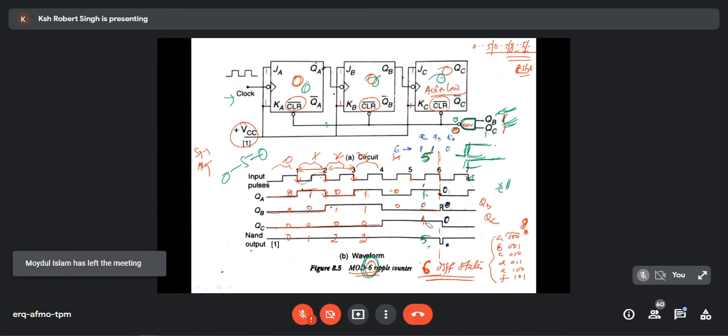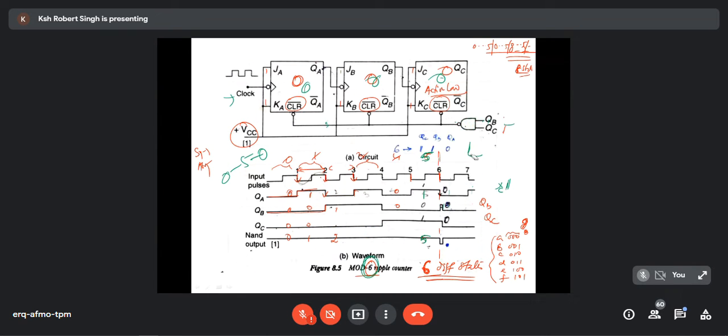Now I'm asking mod 3. How will you do it? In this same diagram, I'm asking mod 3. Which input will be given to that particular NAND gate? Mod 3 means it will have only 3 steps, 0, 1, 2. If I ask mod 3, then what to do? Just think and then tell me. Which input will be given to the NAND gate?